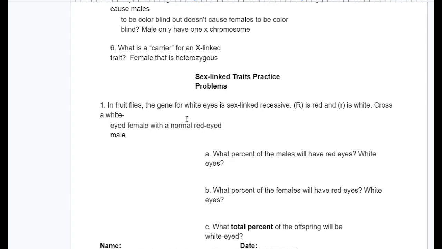In fruit flies, the gene for white eyes is sex-linked recessive, and so it's a small r. So red eyes is a big R. Now, cross a white-eyed female with a normal red-eyed male. Now, why is white bad for fruit flies? Well, if you're a little fruit fly, you want fruit. That's what you eat. And the white eyes do not allow the light to kind of reflect, so they really can't find fruit nearly as readily. They still can, otherwise they wouldn't exist, but it's really harder for them. In fact, they have to have like a little fly buddy, a fly partner to go around with.